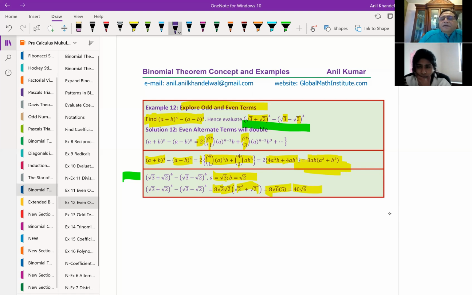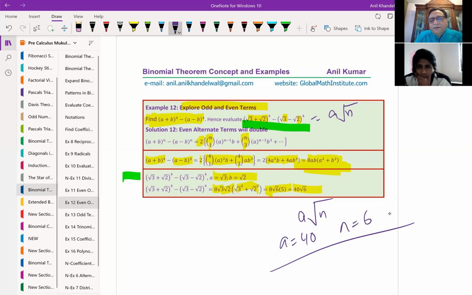Sometimes we say the answer is a square root n, find a and n. So you can say, what is this? a is 40 and n is 6. That is how we actually design our questions. We say, well, this is equal to a square root n. Find a and n. So at the end, you can say, what are a and n? Correct? So that is how such questions are designed. Do you understand these steps, Annie?